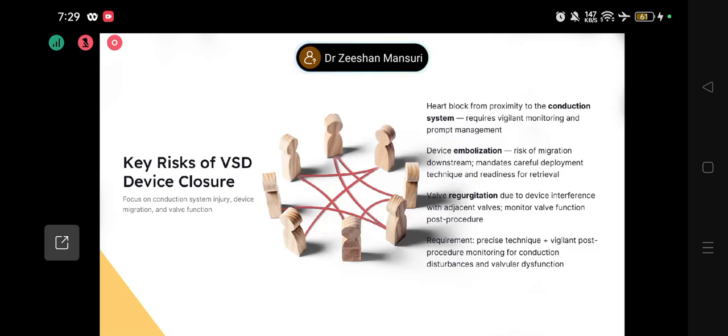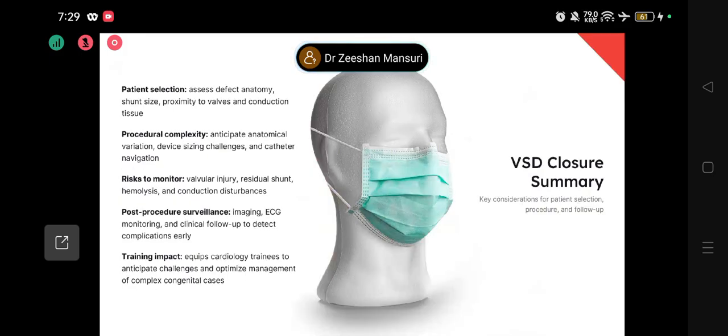And then the complications like device embolization, valvular regurgitation. As I showed you, the disc of our device was in the right atrium, so there was tricuspid regurgitation. So you have to check if any of the discs is across the valve, or if the valve leaflet is impinged, or if there is an aortic regurgitation because of interference of the device. And you need to have vigilant post-procedure monitoring for that.